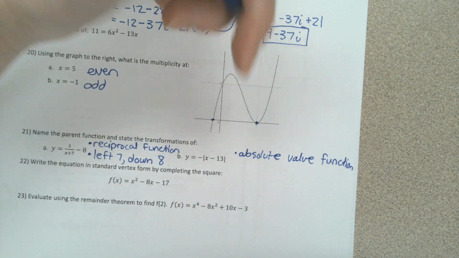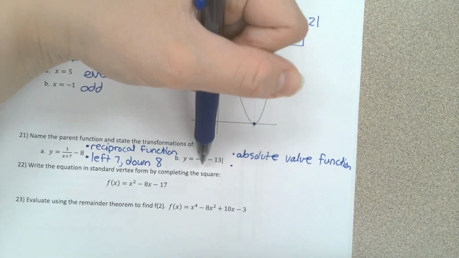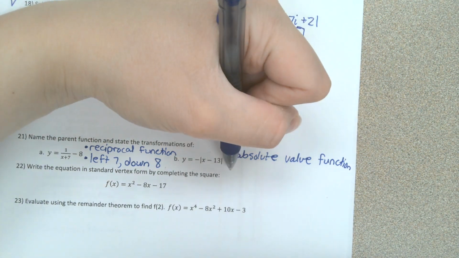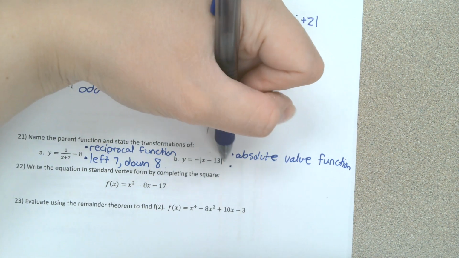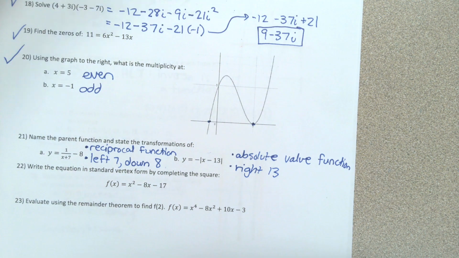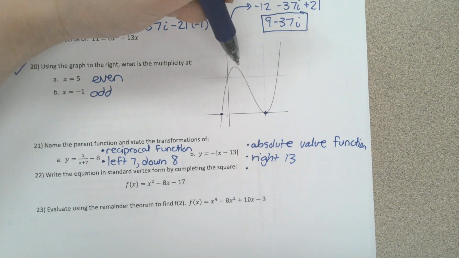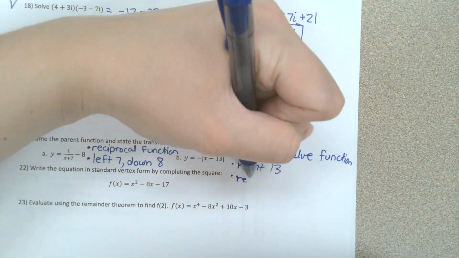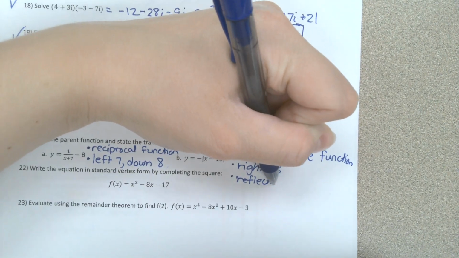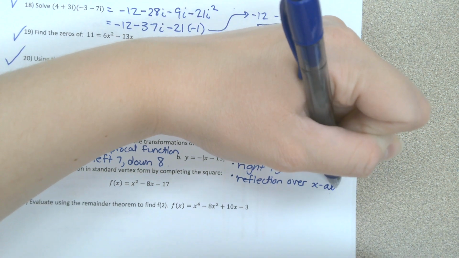And then transformations. So x minus 13. Again, it looks like a right or a left movement, but actually it's a right 13. And then the negative in front, that is a reflection over the x-axis.